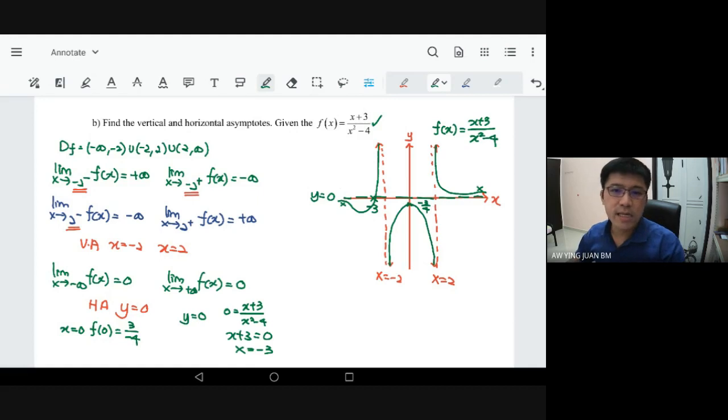So, kita teruskan lagi dengan example yang seterusnya. So, ini adalah example yang ketiga ya. Find the vertical and the horizontal asymptote given that the function is x squared over x squared plus 2. Step number 1, find the domain. How to find the domain? First, observe the situation. Given here we have a quadratic function and the domain will be negative infinity until infinity.